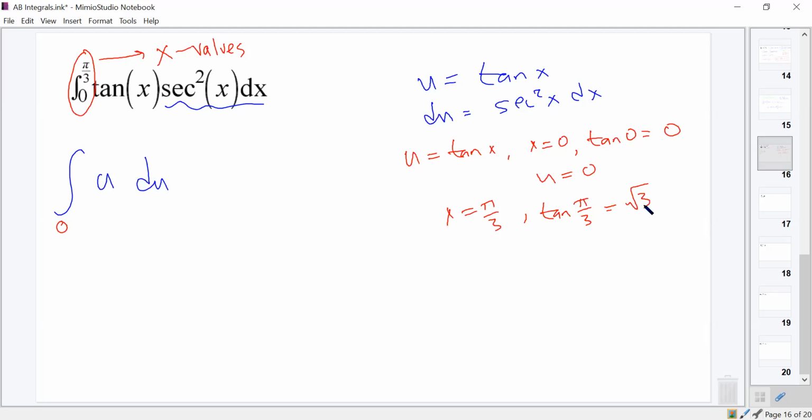Root 3. So we have to convert these into u values up here. They can no longer be x values because we converted everything into terms of u. So our limits of integration have to change as well. Everybody okay with that?